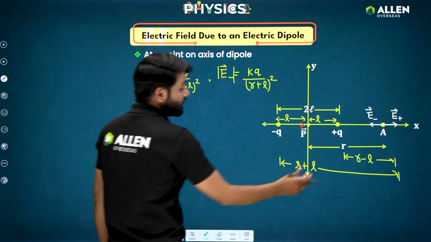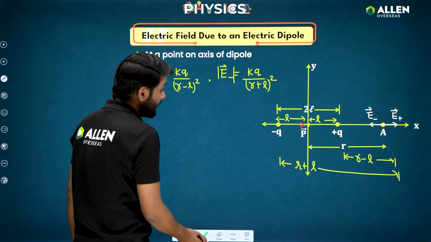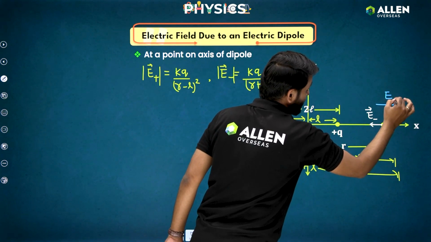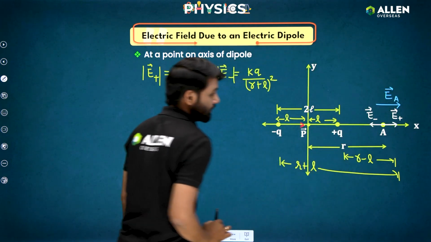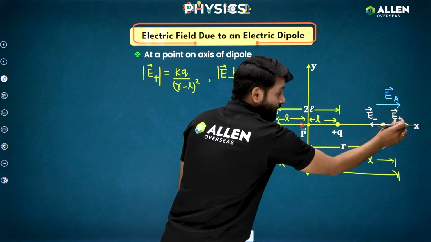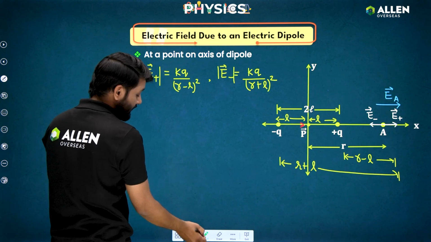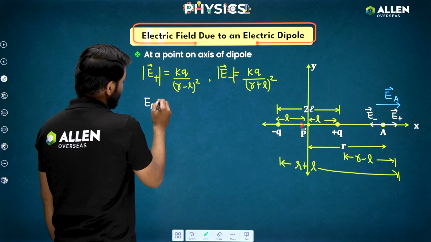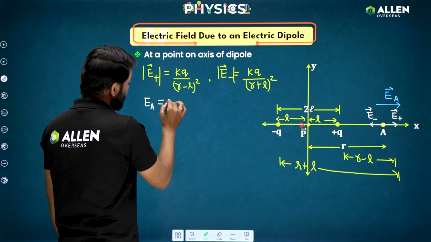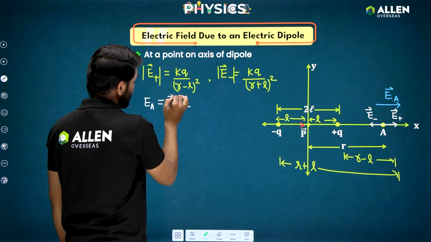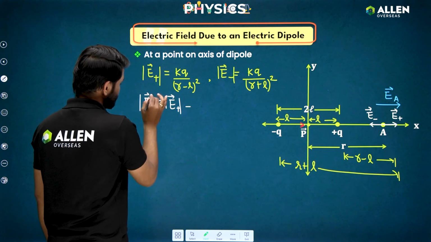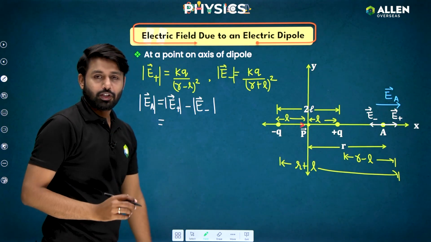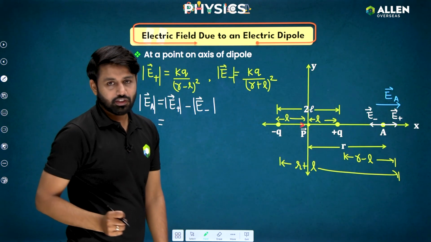Why? Because this distance is less. So net electric field will be in this direction, right? This is net electric field at point A in this direction. This is dominating, so net will be in this direction. So if I write net electric field here, E at point A is E plus minus E minus. Is that clear, students? Only magnitude I am representing because we already represented the direction.